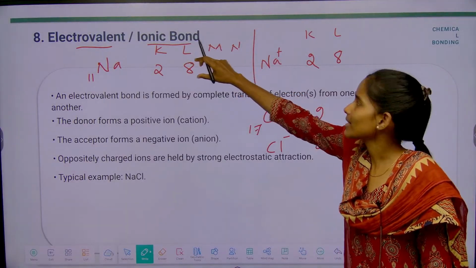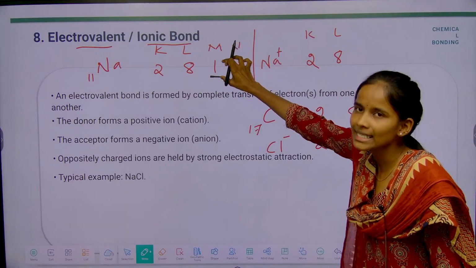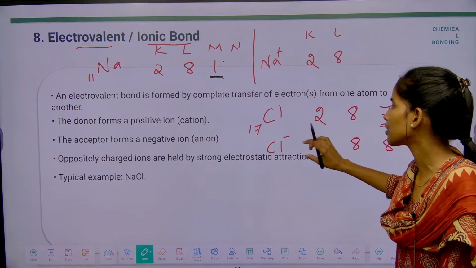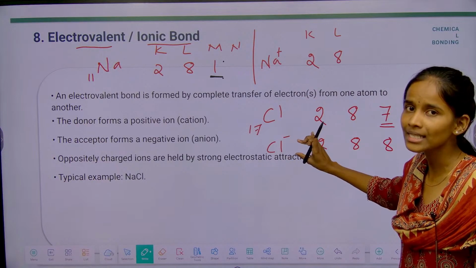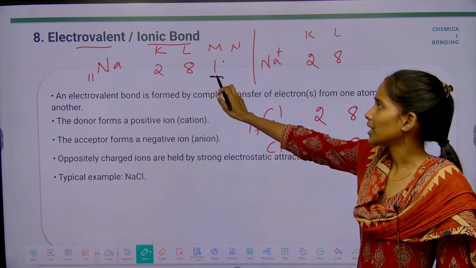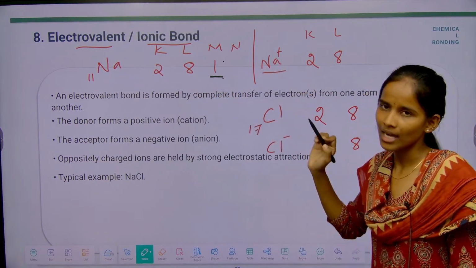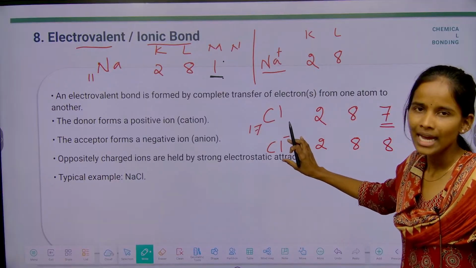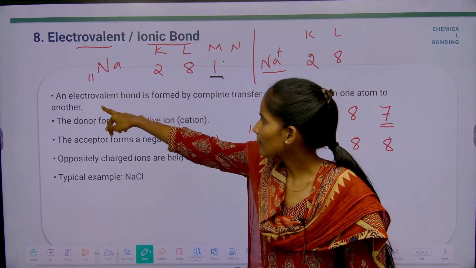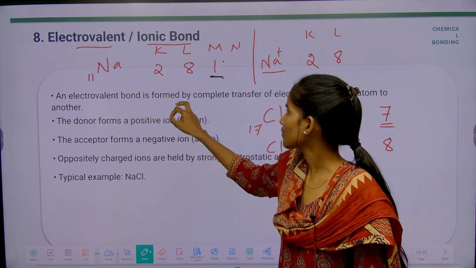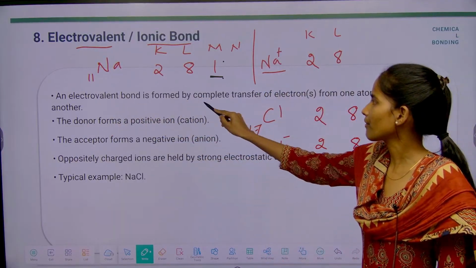So what is happening? Whatever excess electron sodium has is completely donated to the Cl atom, and this results in the formation of Cl- ion. Whereas by donating, sodium forms the Na+ ion. This is the cation and this is the anion. If you see the statement I have given here, an electrovalent bond is formed by complete transfer of electrons.